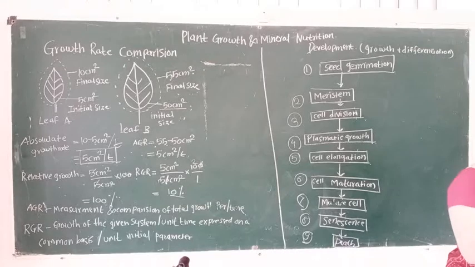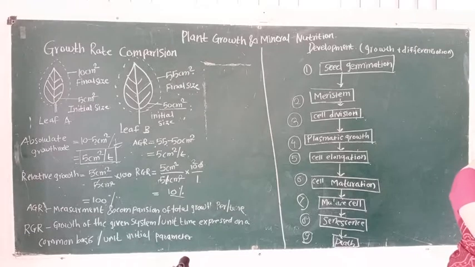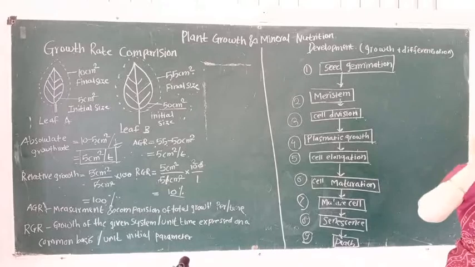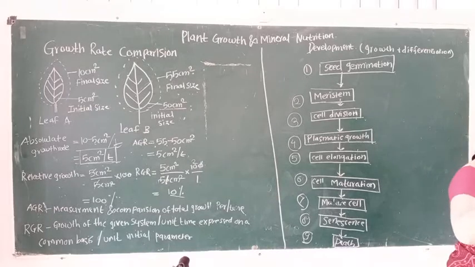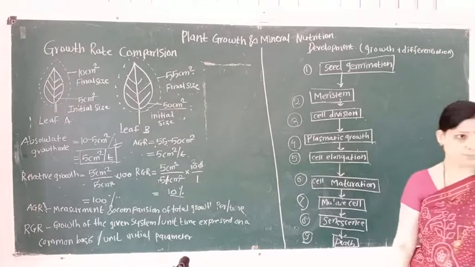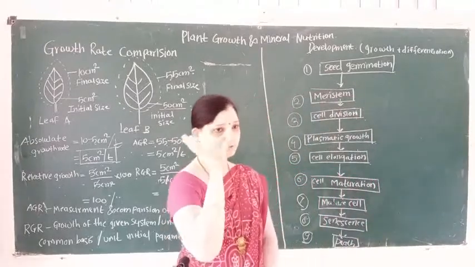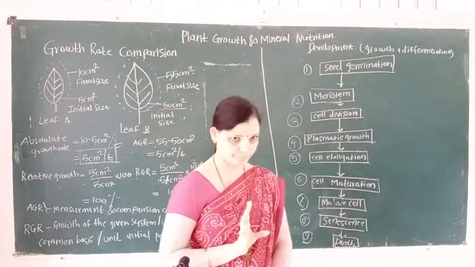There are three types of seed germination: epigeal germination, hypogeal germination, and viviparous germination. So in development, the first step is seed germination. And what is seed germination? Formation of the seedling from a dormant embryo is known as seed germination. Then, after seed germination, the seedling, that is the plant body, is formed.